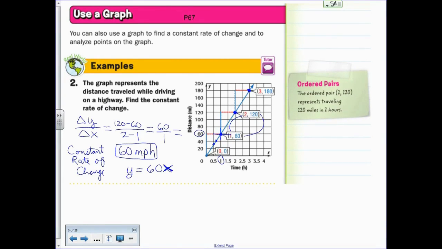So if we travel for 0 hours, we go 0 miles. That's 0, 0. If we travel for 1 hour, we go 60 miles. That's 1, 60. If we travel for 2 hours, we go 120 miles. That is 2, 120. If you travel 3 hours, 3 times 60 is 180. That's 3, 180. So this is what the linear function or linear equation would look like for that graph.